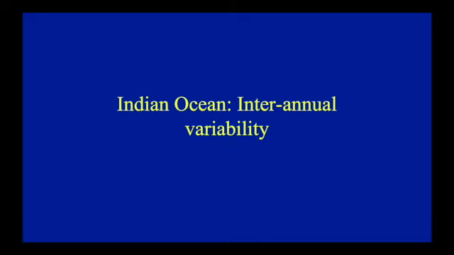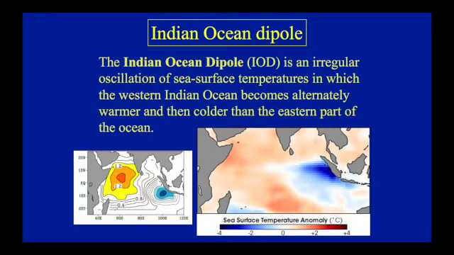And now let's have a look at the interannual variability. In this case, we call it the Indian Ocean dipole. The Indian Ocean dipole is a unique characteristic that happens only in the Indian Ocean. That's why we call it the Indian Ocean dipole, because of a difference of sea surface temperature between the west and east of the Indian Ocean.